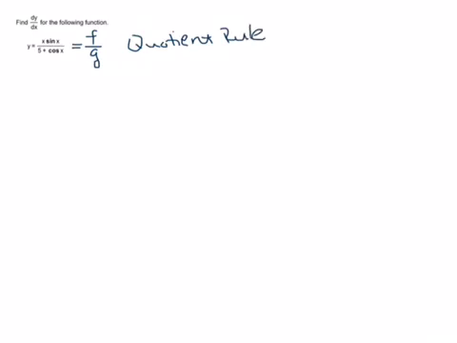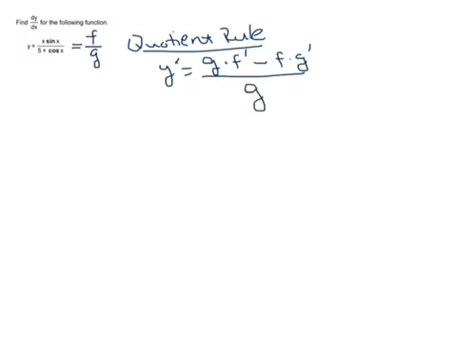And the quotient rule says that this derivative is going to be of the following form. Start with the bottom, so g times the derivative of the top function, so g times f prime, minus the top function f times the derivative of the bottom function g, all divided by the bottom function g squared.